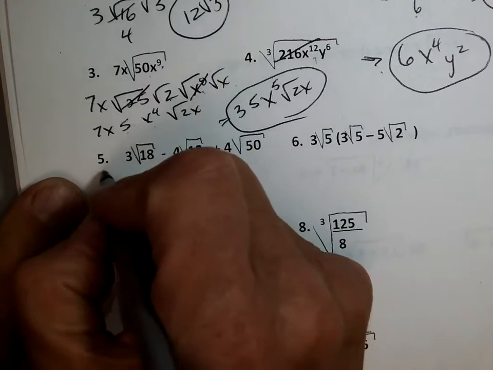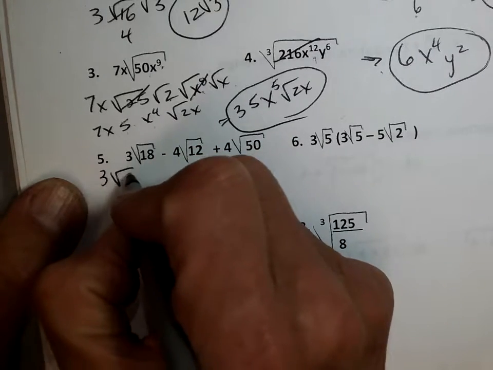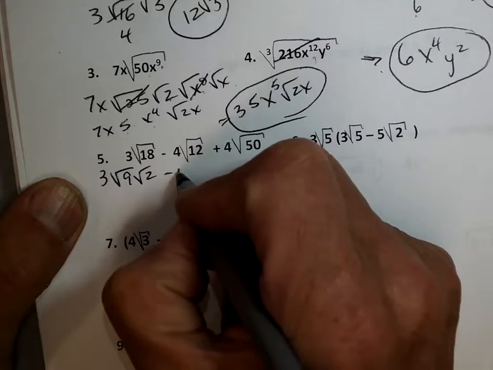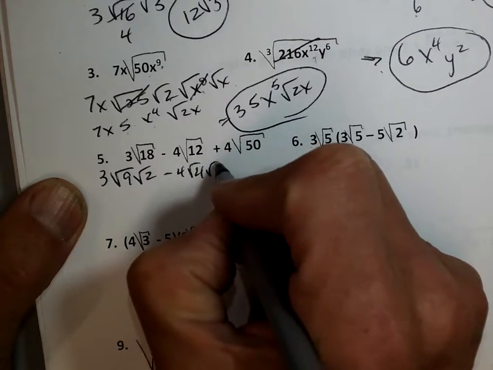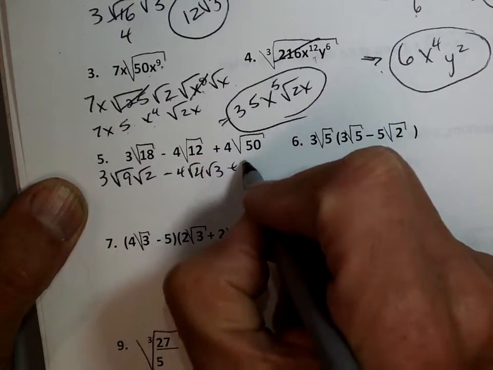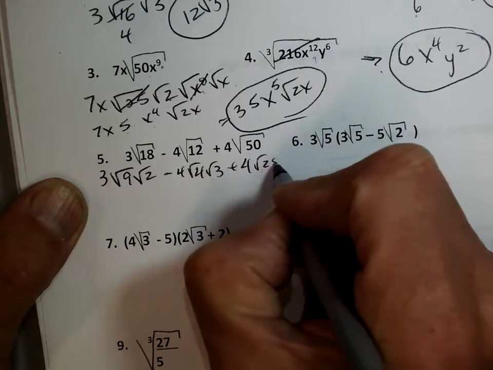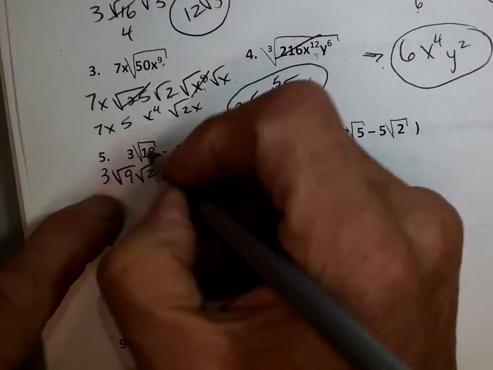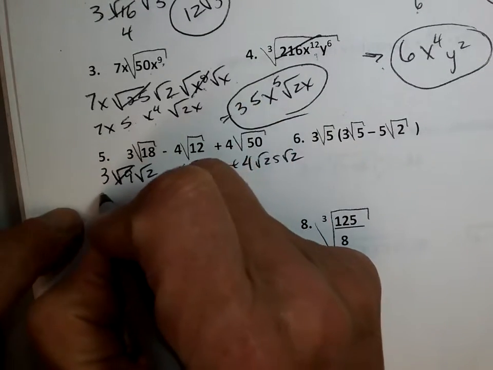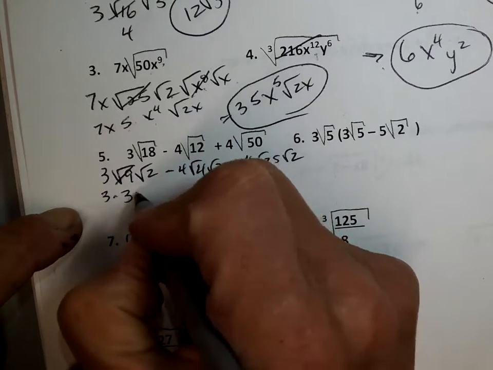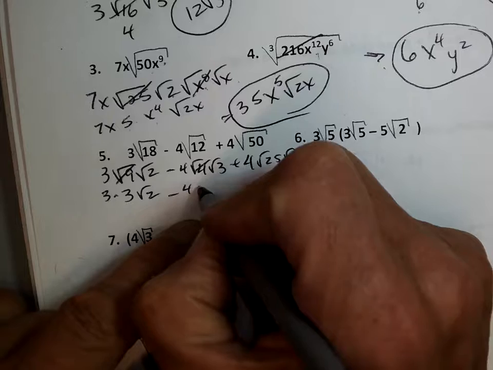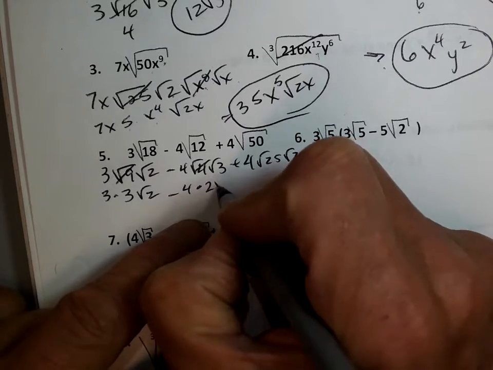So the square root of 18, I'll break down into the square root of 9 times the square root of 2. I'll break down the 12 into the square root of 4, square root of 3. And I'll break down the 50 into the square root of 25 and the square root of 2. Now, if I take a look at these, and I keep breaking them down, maybe something will be the same. The square root of 9 is 3. So I got a 3 times 3, square root of 2. Minus 4, square root of 4 is 2 times square root of 3.